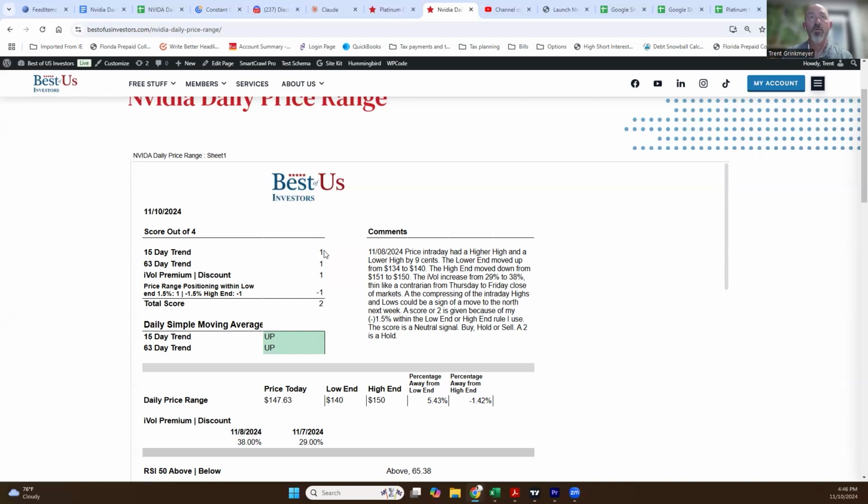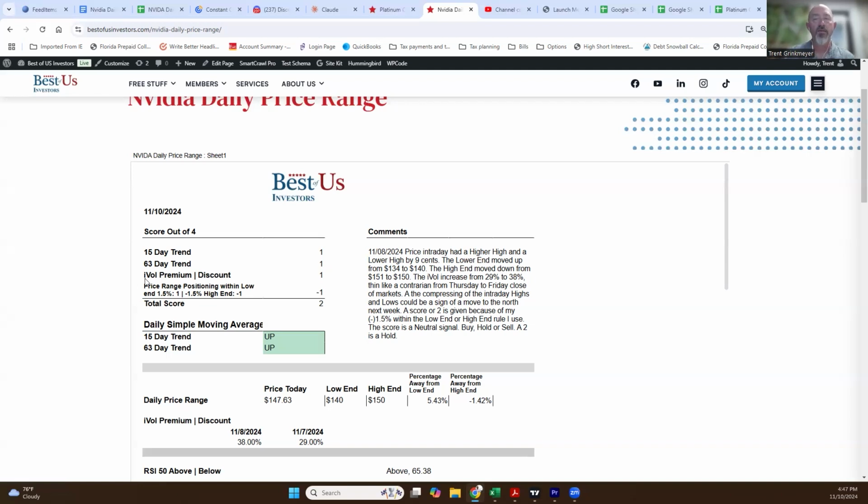Each one of those gets a score. Now, if the price of the Nvidia stock is above the 15-day trend, it gets a score of 1. If it is above the 63-day trend, it gets a score of 1 as well. But if it's below either one of those, it'll get a -1. So it subtracts from the overall score.